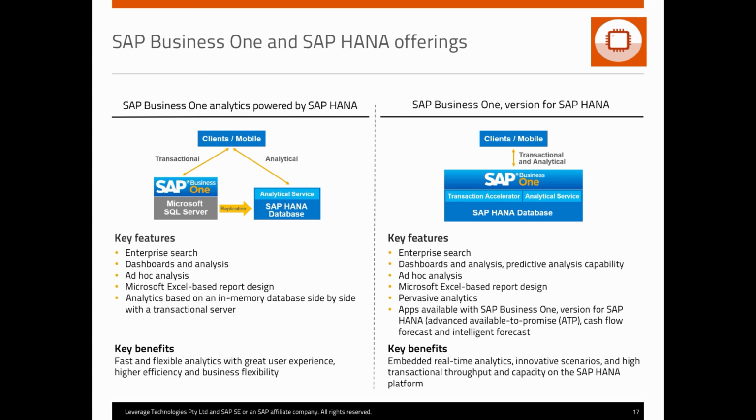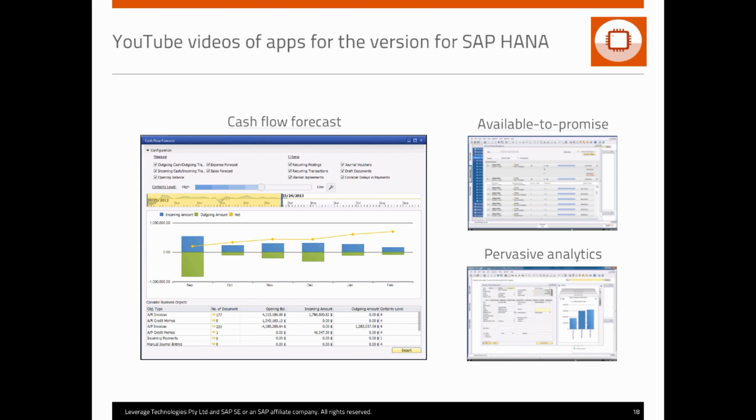So we're going to talk to you about those two different offerings, but by far and away, as I said, the majority of our customers are going for the full SAP Business One on HANA to give them access to both of those components on the one server. Now there's a bunch of additional videos that are available for you that you can go and see each of these extreme apps, like the cash flow forecast, like available to promise, pervasive analytics. SAP have put some together, but of course, we have built a lot of these videos ourselves because, let's be honest, you really want to see the company that's demonstrating the software being the same company that's going to do the implementation.